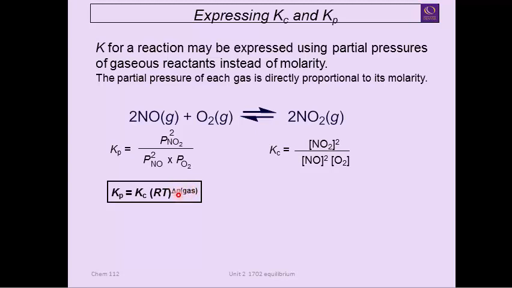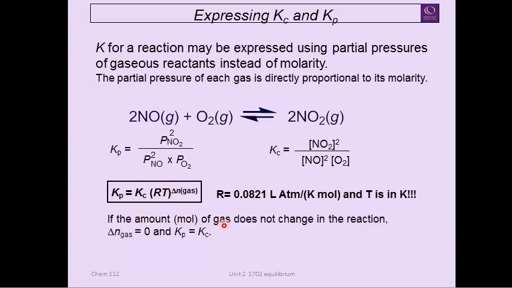So we're going to talk about this delta N real quick, what the heck that means. R in this case is the universal gas constant, 0.0821, and the units on it are liters atmosphere per K-mole. And always remember temperature is in K when you're doing these kinds of calculations.